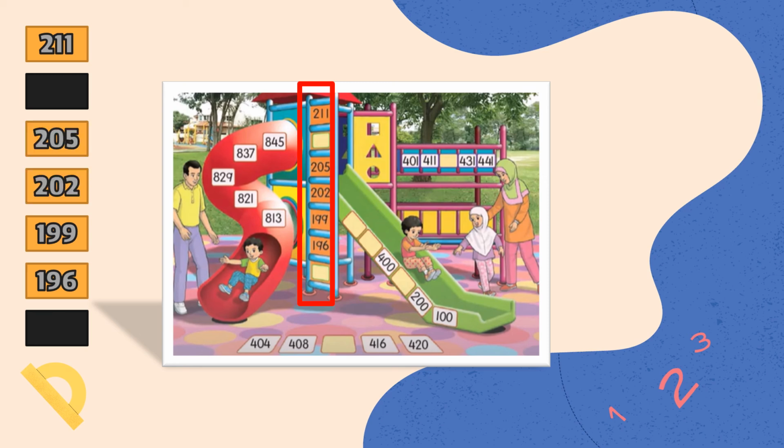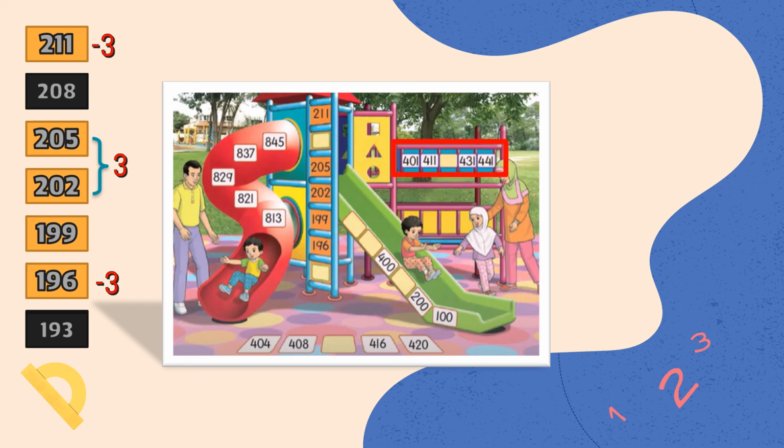First, find the difference between two numbers. Look at 205 and 202. The difference is 3. So, to find the first missing number, we can subtract 3 from 211. Count back in 3. So the answer is 208. Next, to find another missing number, we also subtract 3 from 196, means count back in 3. And so the answer is 193.